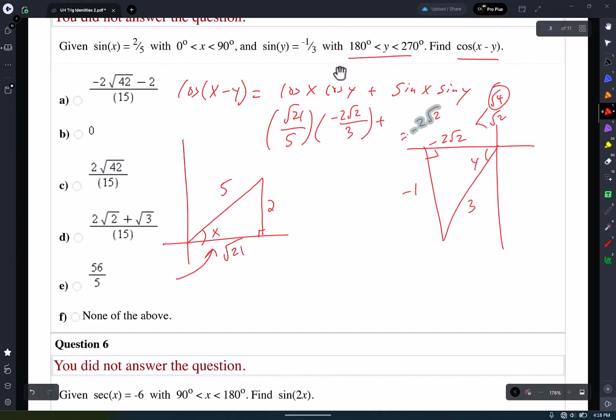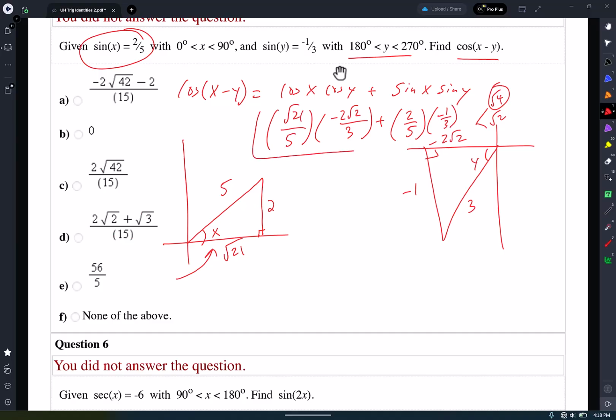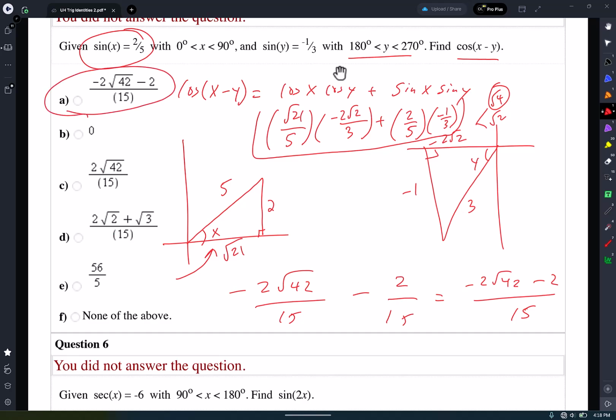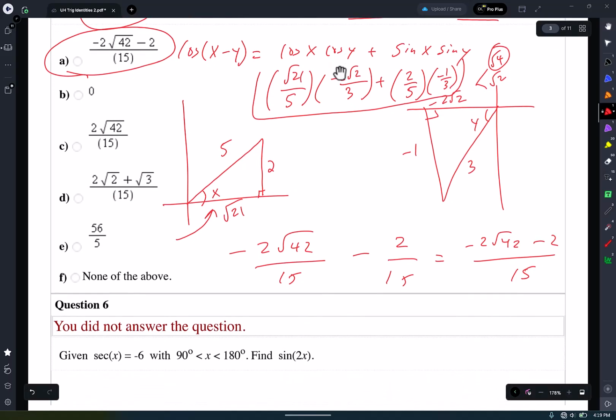Plus sine x. So let me erase this part right here. Sine x, I go to the x. I guess that was also given here: 2/5. Sine y, I go to the y: negative 1/3. And there it is, guys. So what is that? Negative 2 square root of 42 over 15 minus 2 over 15. So negative 2 square root of 42 minus 2 over 15. And so far we haven't even touched the calculator. So we've been doing pretty good. Cool or not cool?